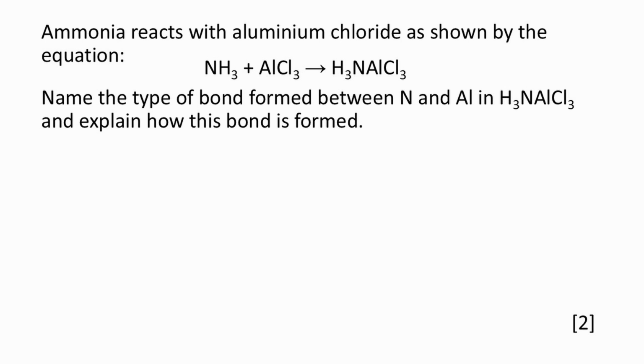Ammonia reacts with aluminium chloride as shown by the equation NH3 plus AlCl₃ goes to H3N AlCl₃. Name the type of bond formed between nitrogen and aluminium in H3N AlCl₃ and explain how this bond is formed.